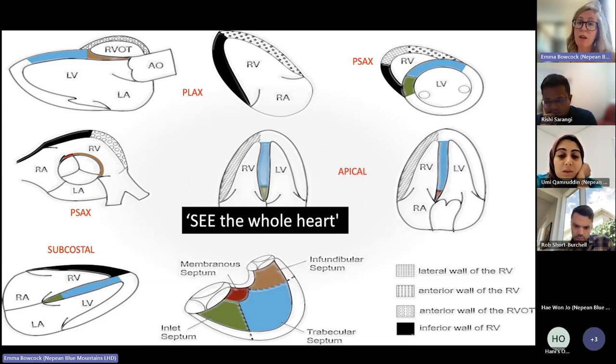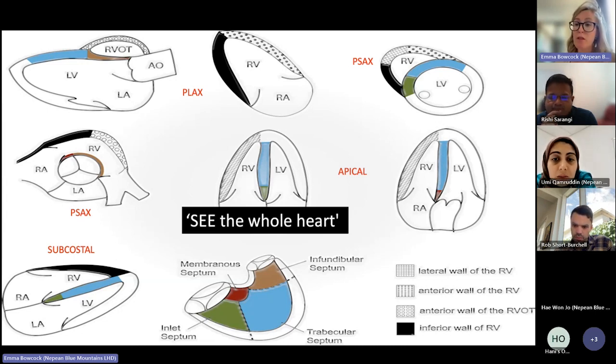So the septal kinetics and function is an important part of the RV function as well. And in the plaques, we'll also do our RV inflow view, and that'll give us the inferior wall and the anterior wall of the RV.